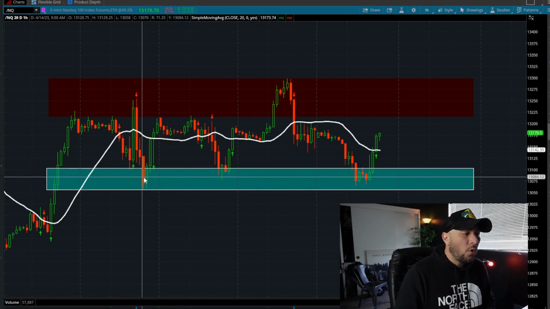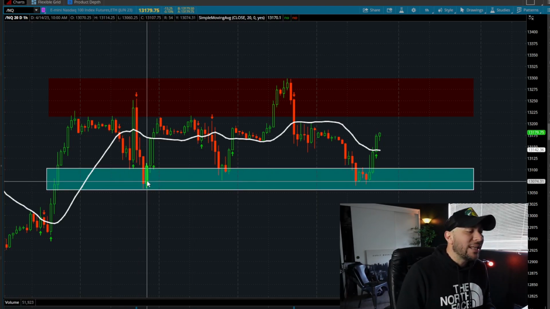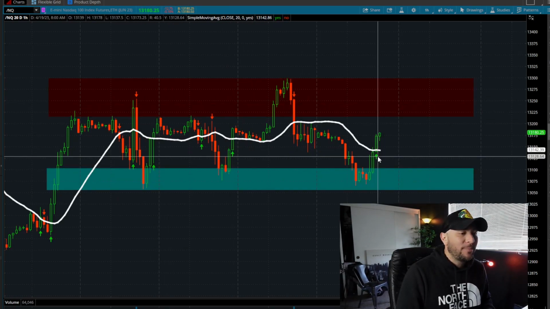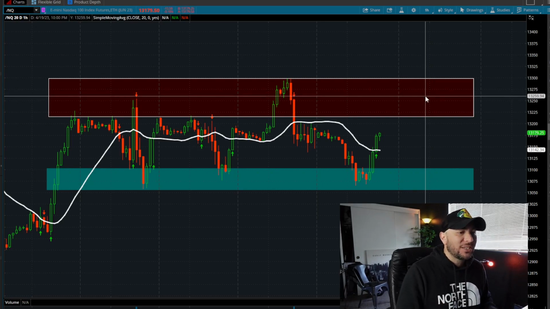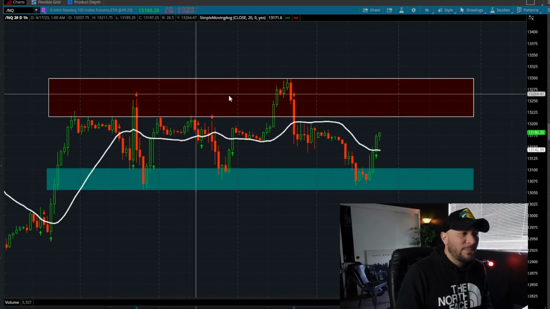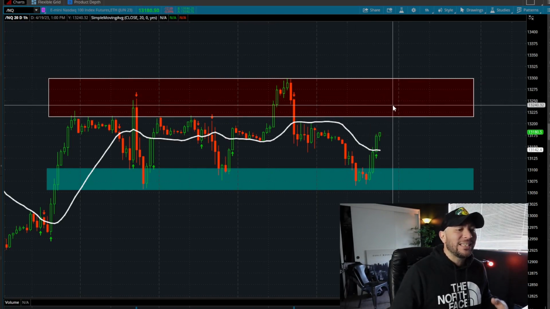But the overall context on this picture needs to be understood: when we do get down into this 50-point range, we have been bouncing. So we need to start building our position and or taking those scalp positions to play back into the middle of the range and then play into that next area of the range, which is this upper supply zone, this red box here. And as we approach this area, we need to be selling and taking profits.